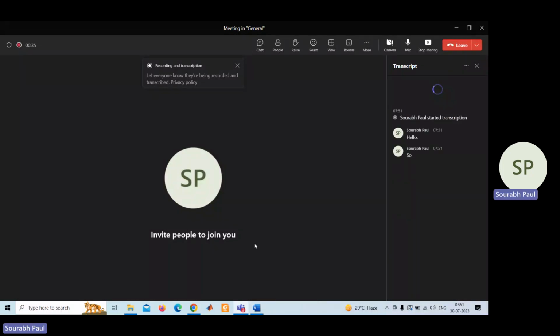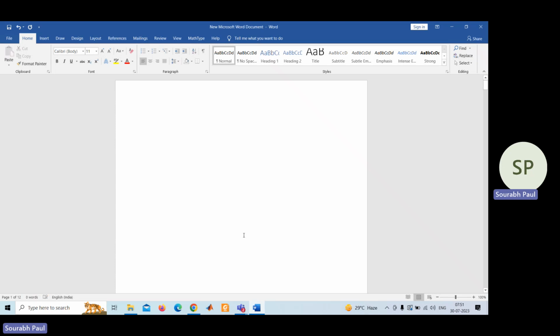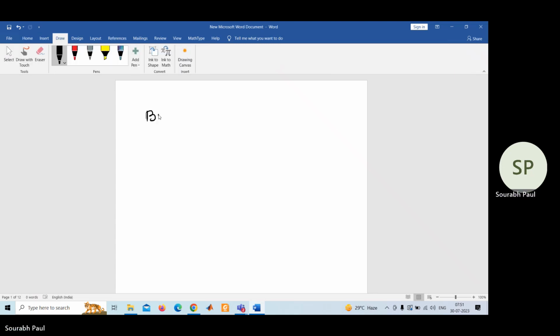So in this lecture, I'm going to give a brief idea of Boolean algebra. And whatever the Boolean logic operations generally are, I'll be discussing those operations. So first of all, what is Boolean algebra? First of all, you need to understand what Boolean algebra is.